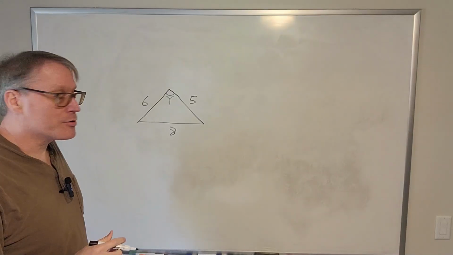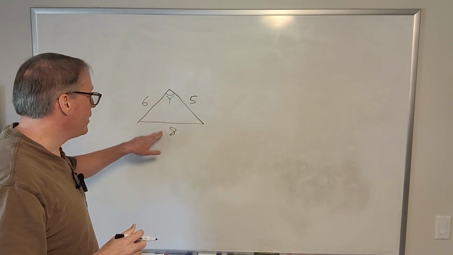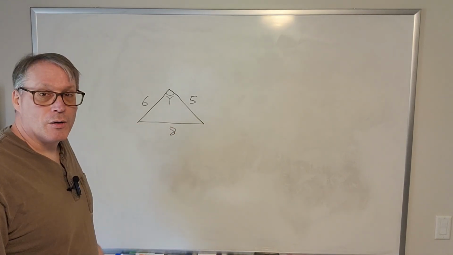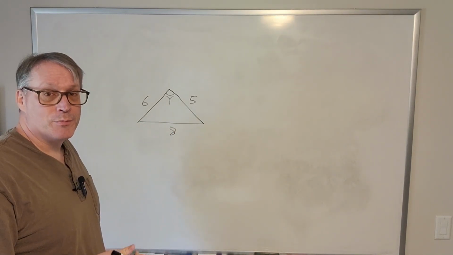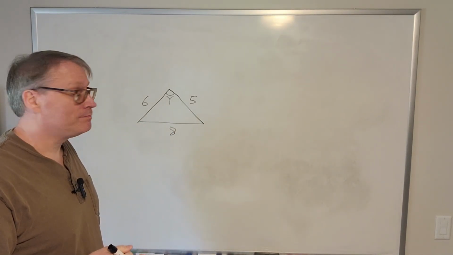You do this one. Here's a triangle with side lengths 5, 6, and 8. You have angle Y up here. What's the formula for angle Y? Pause the video, resume when you're ready.